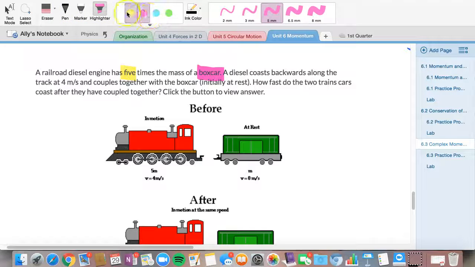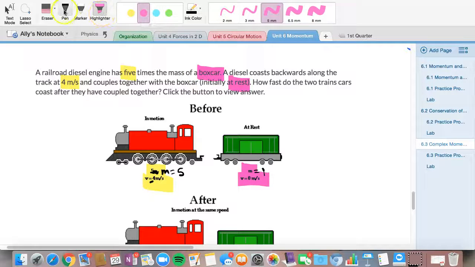So what I'm doing here is my train is going to have a mass of 5, and my boxcar is going to have a mass of 1. Okay. So really, we're going to say mass is 5, mass is 1. We keep reading, and it says the diesel, that's the engine, has a velocity of negative 4 meters per second because it's going backwards. So this really should be a negative here, negative 4 meters per second. But our boxcar here is at rest.